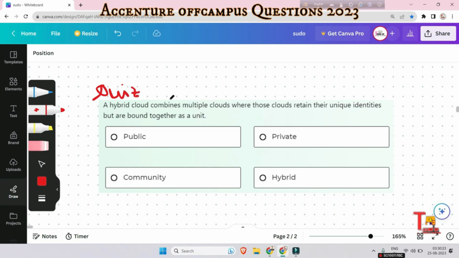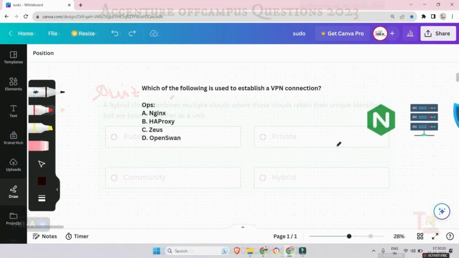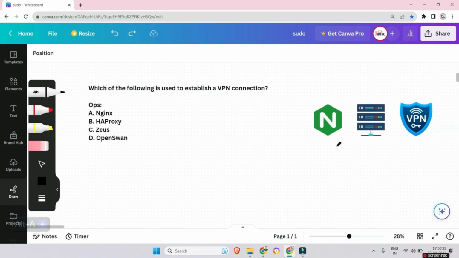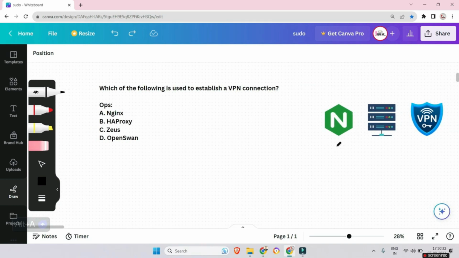Please watch that. I hope you have learned a little in this. Which of the following is used to establish a VPN connection? Nginx, HAProxy, Zeus, or OpenSwan? What will be the answer? Pause the video, think a little, and answer the question. Okay, I'm answering the question. The answer is OpenSwan.